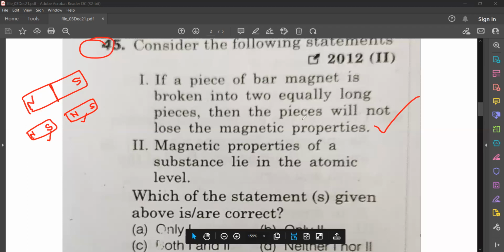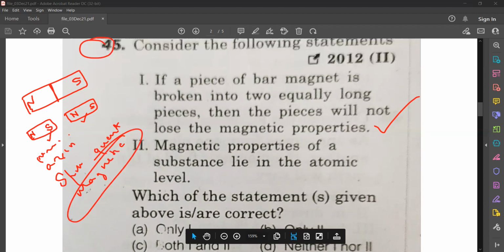Now see the second statement. Magnetic properties of a substance lie in the atomic level. It is correct, isn't it? So you might have studied in your chemistry, you might have studied spin quantum number, isn't it? Spin quantum number, then azimuthal quantum number, principal quantum number, magnetic quantum number. Remember magnetic quantum number, etc. So that influences the magnetic property of an atom.